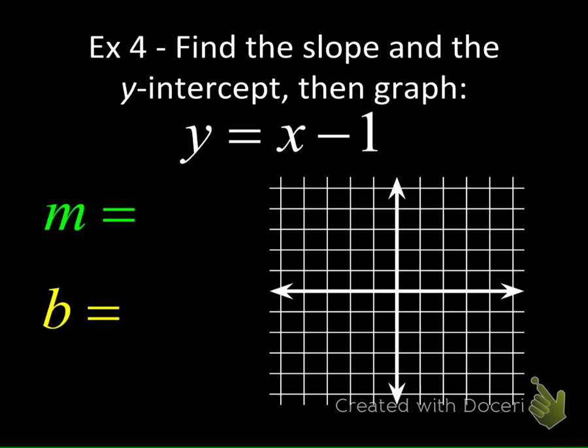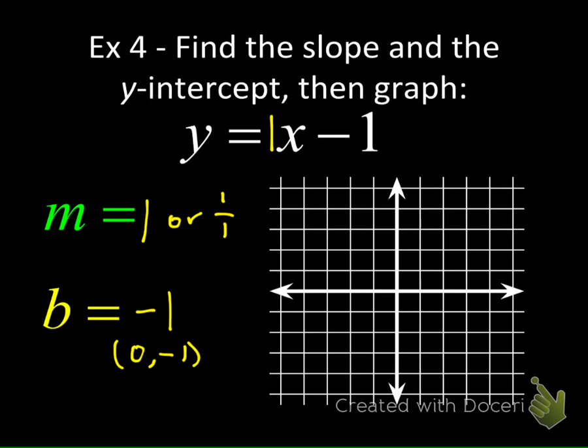Wait, there's only one number. Yep. So when there is no number in front of a variable, it's going to be 1. So I'm going to write that m equals 1, or 1 over 1. b equals -1. So it'll be 0, comma, -1. That's right. You guys are killing it today.